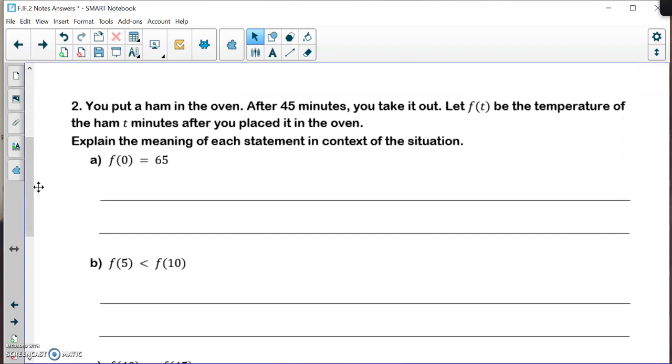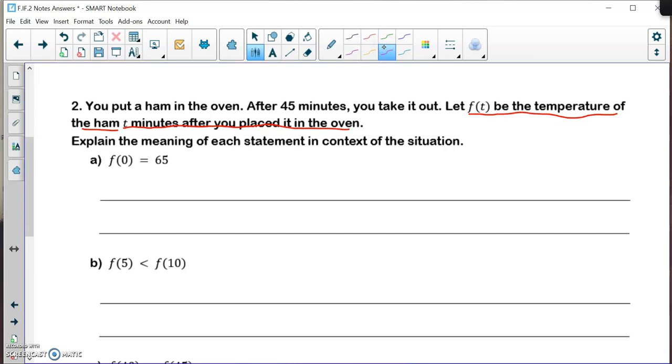So, number 2, we have parts A, B, and C. It says you put a ham in the oven. After 45 minutes, you take it out. We're going to let F of t represent the temperature of the ham. So basically Y is the temperature of the ham, and T represents the minutes after you placed it in the oven. So T is technically like your X value in this situation.